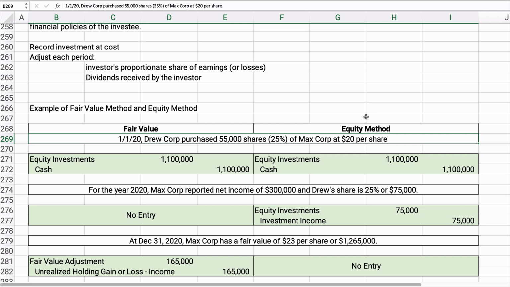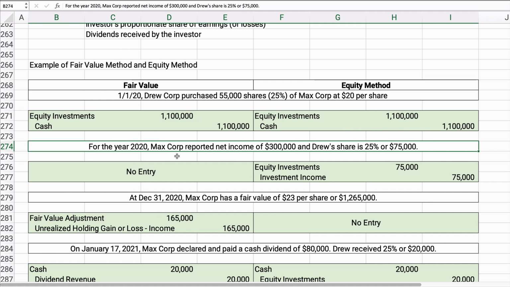So this is the proper way to do it over here on the right, but we'll show you how the fair value works. So on the left side, we're going to assume that it's not 25%. It's not 25%, so it's the fair value method rather than the equity method. Okay. 55,000 shares. Debit equity investments, 1.1 million. Credit cash, 1.1 million. Both of them the same.